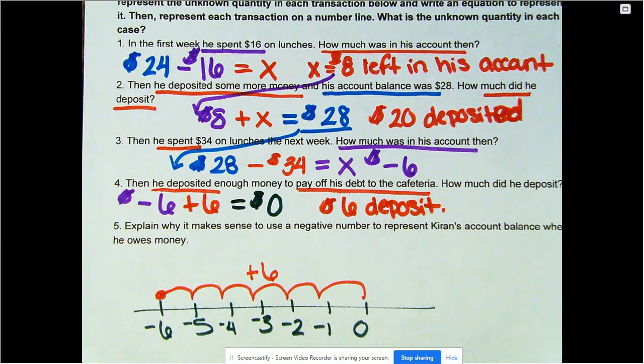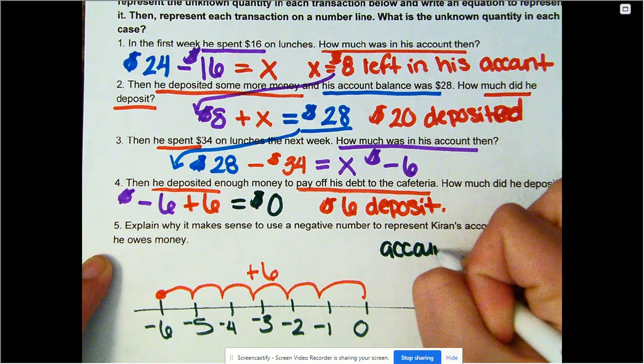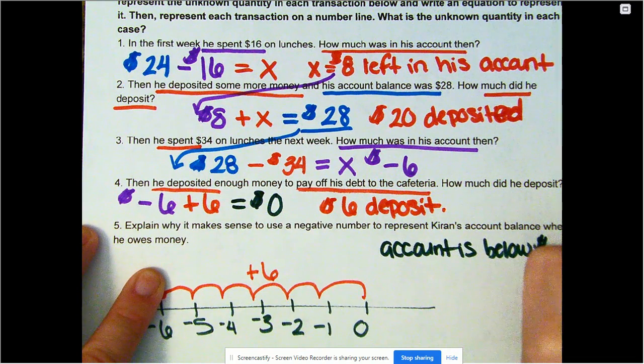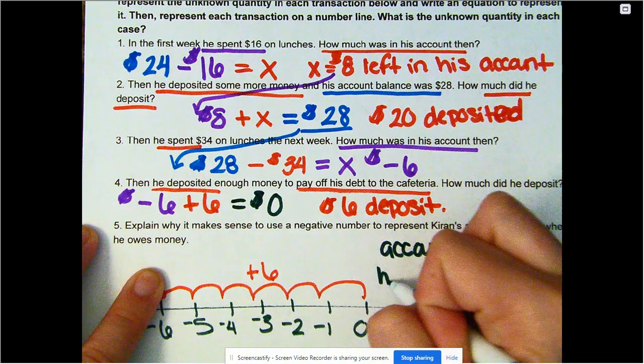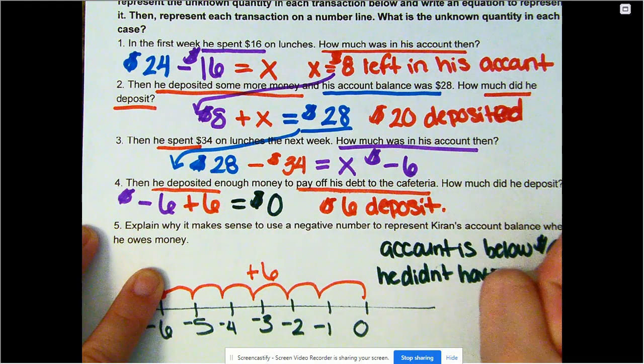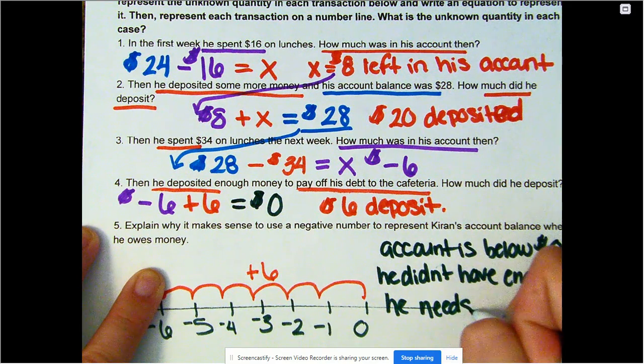Explain why it makes sense to use negative numbers to represent Kieran's account balance when he owes money. I thought of his account being below 0. He didn't have enough, so his account got below $0. He didn't have enough money, and he needs to pay them back. So we're going to represent all of those things with a negative number.